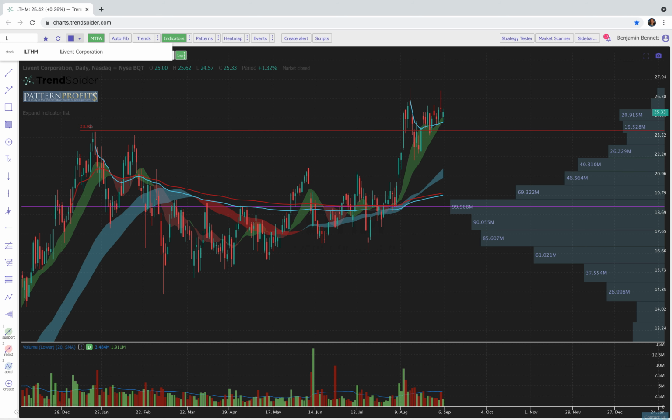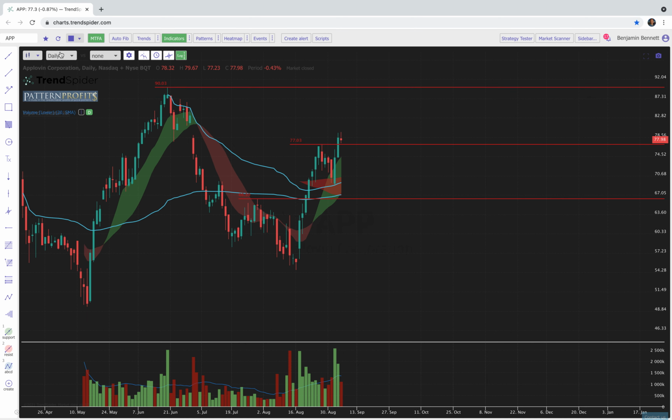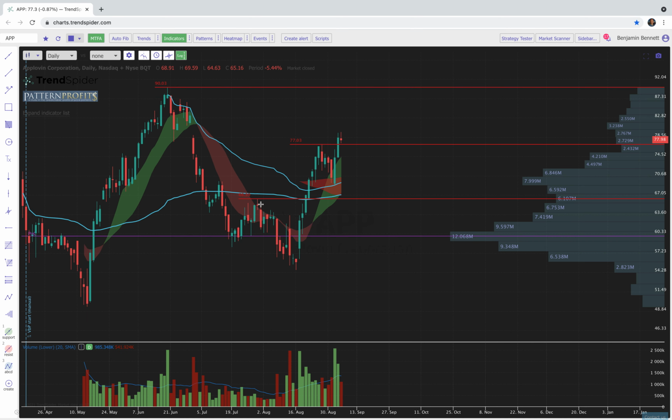I also have APP, AppLovin, and we had a double bottom pattern here. I didn't highlight it, but it cleared that pivot of the double bottom. This is the double bottom, right side shakeout on big volume that we always like to see, and then big volume coming in on the way back up.